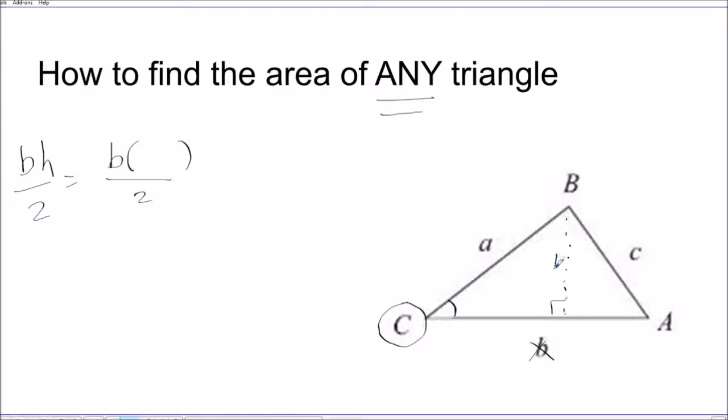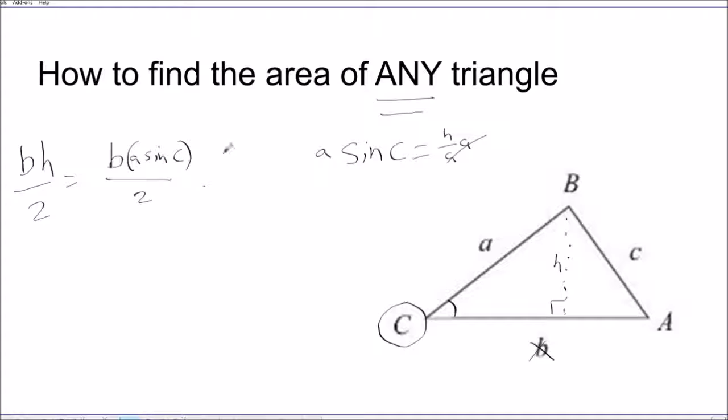Okay, so here's what I'm going to do. I want the height, and so I'm going to set up a sine equation for this, just like we did a moment ago. So sine of angle C, I don't know how many degrees, so I'm going to use C, equals the opposite side, which is H, over the hypotenuse, which is A, and then I'm going to multiply both sides by A. And so what I get is that the height of the triangle is A sine C.